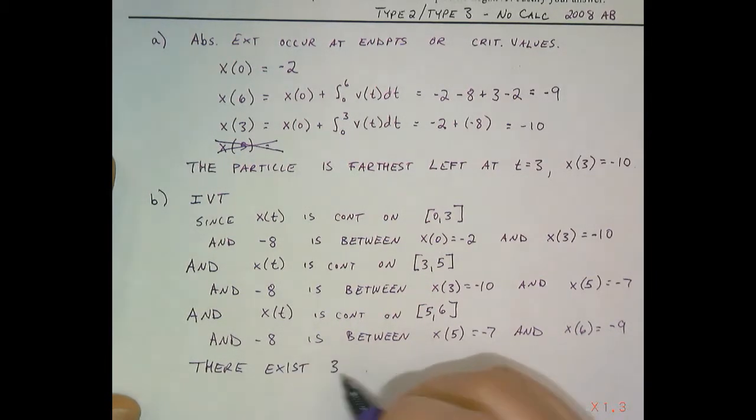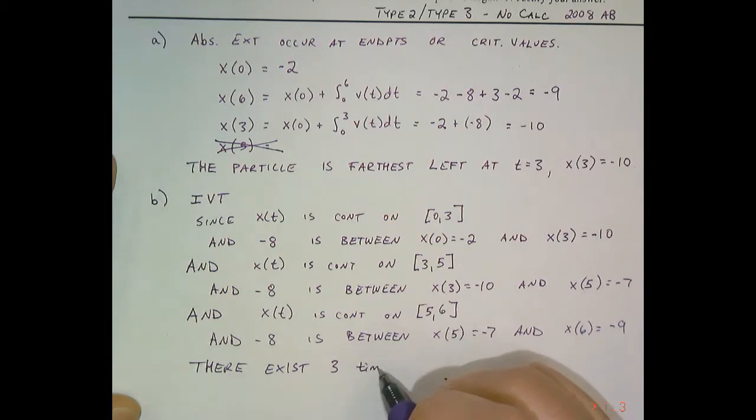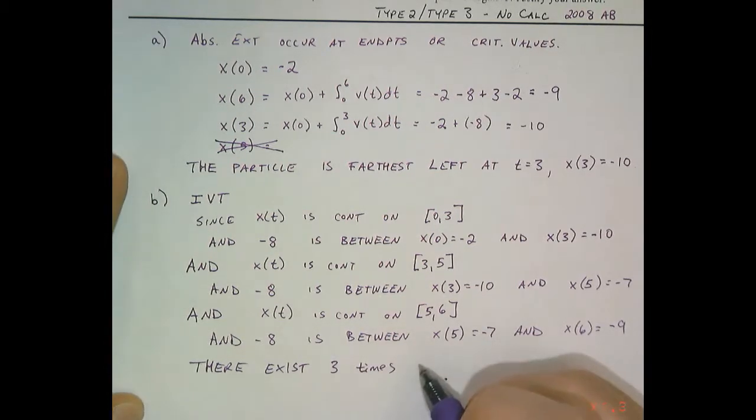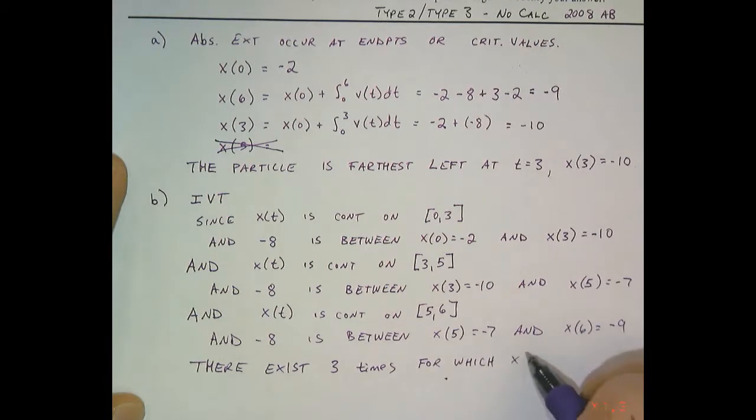It's 3 times for which x of t is equal to -8.